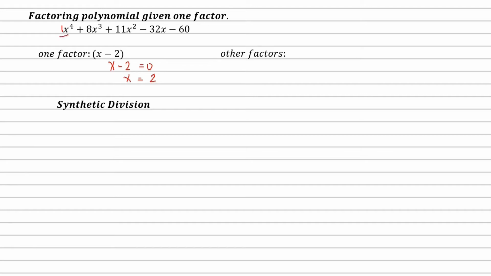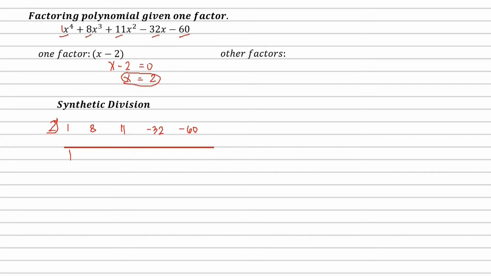So, 1, 8, 11, negative 32, and negative 60. So, pag sinulat natin yung mga given numbers, dapat magkakasunod pa rin ang arrangement niya. Then, ayan. Then, the number here is 2, which is the value of x. So, ilagay lang natin dito yung 2. Then, the next step is bring down the first number, which is 1.